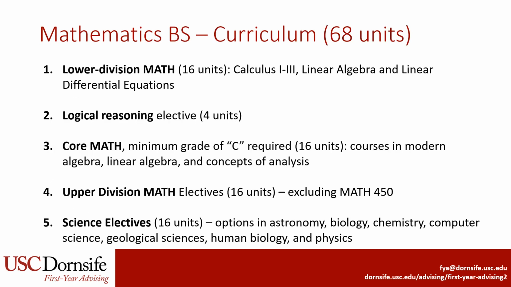First, we'll review the requirements for the Math BS, which is 68 units. The major requires 16 units of lower division math, which includes a calculus sequence and a linear algebra course. You'll also need a logical reasoning course, which is designed to teach students how to read and write proofs. You'll need to take 4 core math courses in modern algebra, linear algebra, and analysis. Students need to earn a minimum grade of C in these courses to have them count for the major. The major also requires electives in both math and the sciences more broadly.